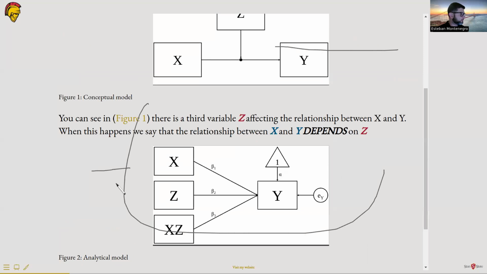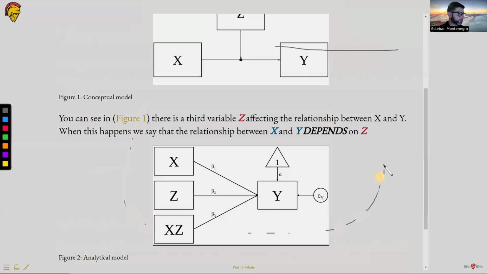Now, let me delete this. Let me just erase this part. Perfect. When you see this type of plot, we are talking about the word depends. So when you create hypotheses for your studies that say the relationship between X and Y depends on Z, you are talking about moderation, right? And actually the model looks like this. This is something that we call the analytical model. This is our conceptual model. And we have the analytical model right here.